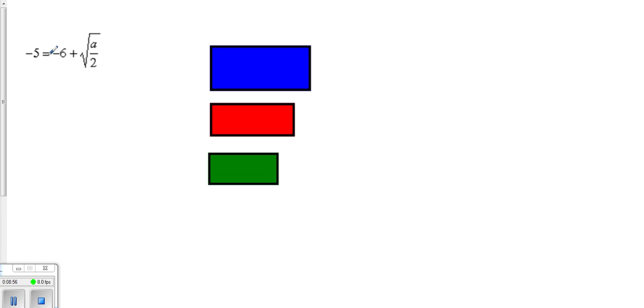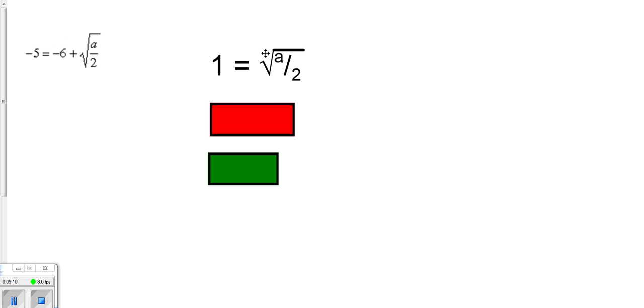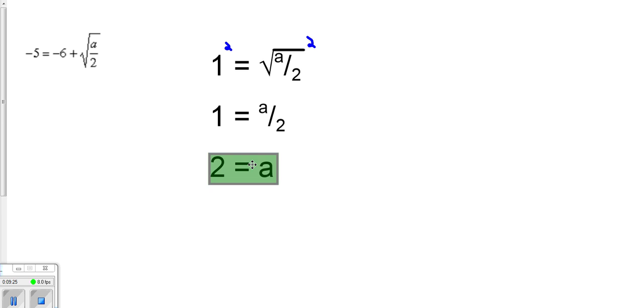Here we've got negative 5 equals negative 6 plus the square root of a over 2. So, like before, we want to get the square root piece alone, so we'll add 6 to both sides, which leaves us with 1 equals square root of a over 2. Get rid of that square root by squaring both sides. 1 squared is 1. So we have 1 equals a over 2. Multiply both sides by 2 to get a alone, and we would get 2 equals a.